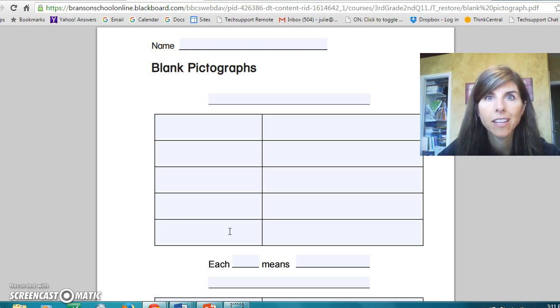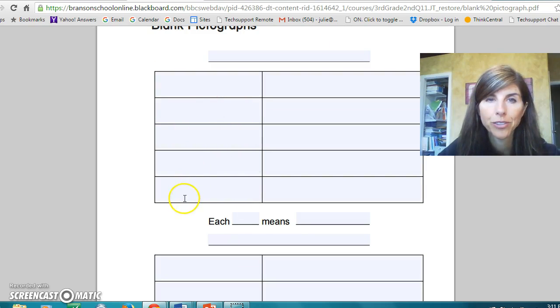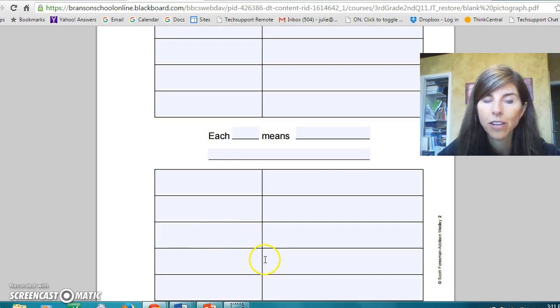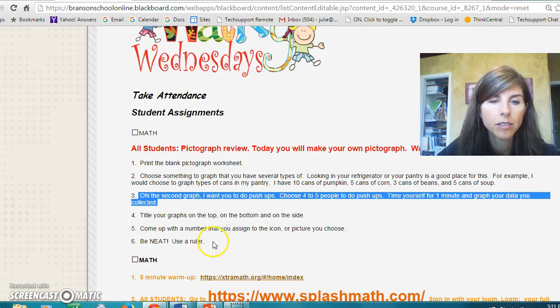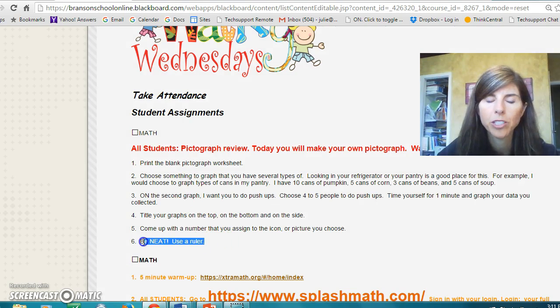You might collect things, or your parents might collect things, or your dad, or your sister or brother, and you choose to do that. So looking forward to seeing what you choose for your pictograph. And then down here is push-ups. So the directions are in Blackboard. It says to use a ruler, but just be neat when you're making the pictures. And it looks like that is all for your graphs. So have fun.